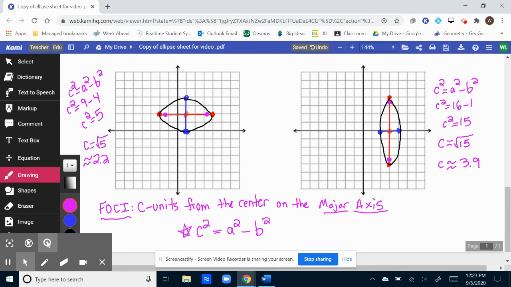Okay, so now on the right, C squared equals A squared minus B squared. Well, A squared and B squared are 16 and 1. So C squared is 15. I need just C, so that's radical 15. Put it in your calculator. It's about 3.9. But what's different about this one on the right is I go up and down. My major axis is vertical here. The longer axis is always where your foci lie. So up by 3.9 and down by 3.9. And there are my focal points for both of these ellipses.